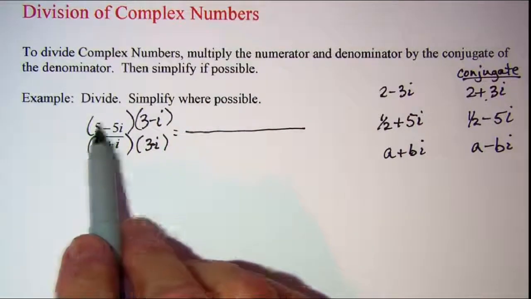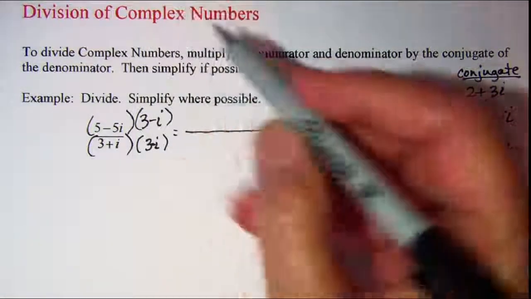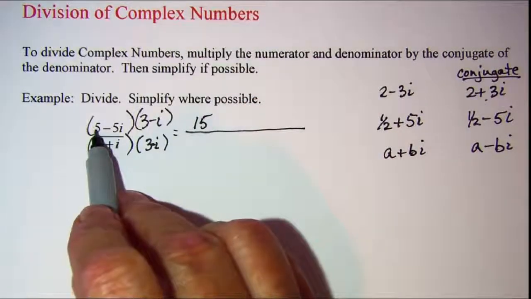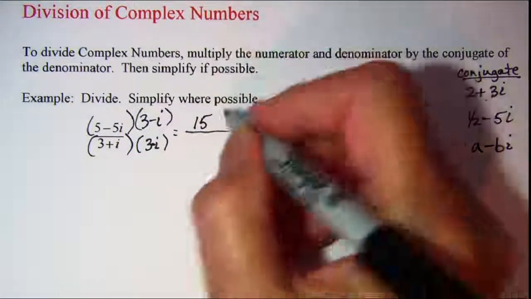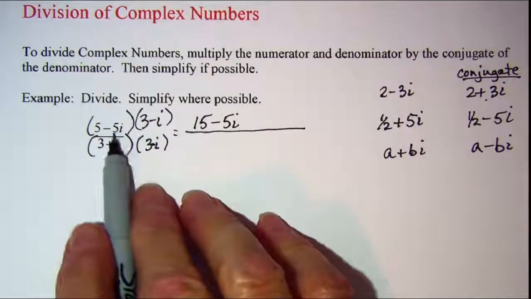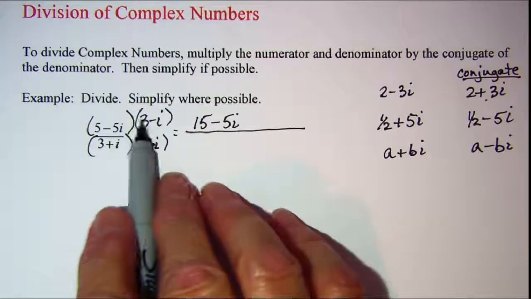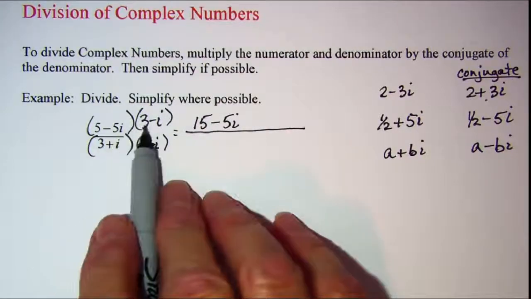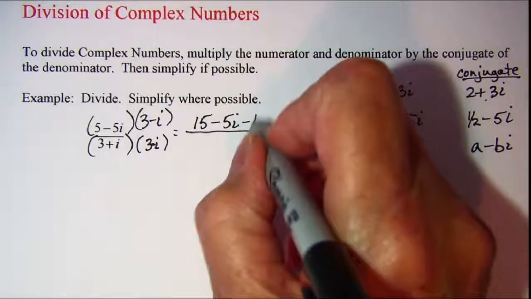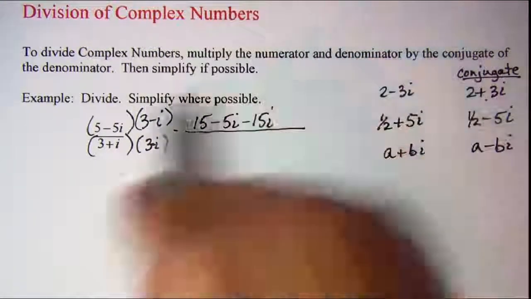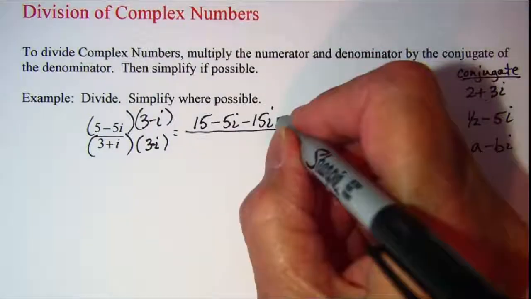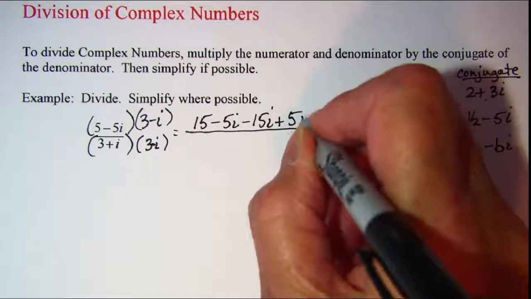So 5 times 3 is 15. 5 times negative i is negative 5i. Now we'll take the negative 5i through here. Negative 5i times 3 is negative 15i. And negative 5i times negative i is positive 5i squared.